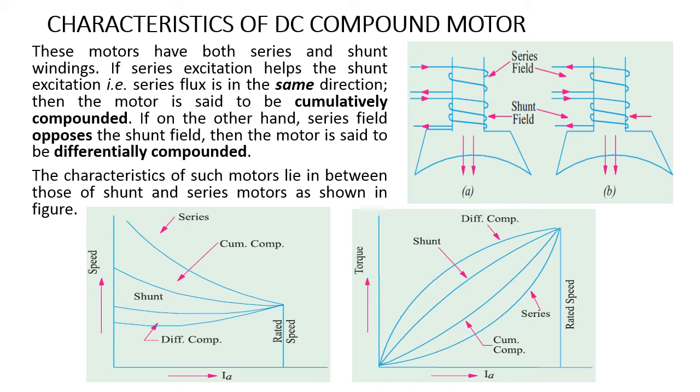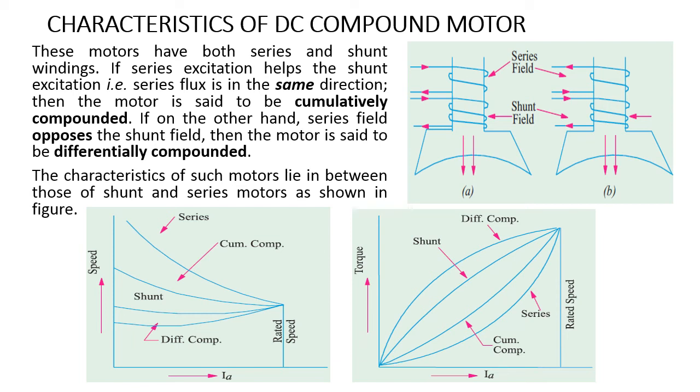So you can see the diagram here, with the series field as well as the shunt field. You can clearly observe the change in the current direction in the series field winding in both diagrams, figure A and figure B. In one case, the series field aids the shunt field. In the other case, the series field opposes the shunt field. If the series field aids the shunt field, you get the cumulatively compounded motor. If the series field opposes the shunt field, you get the differentially compounded motor.